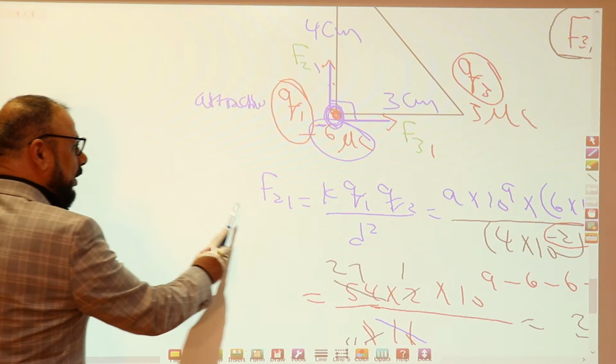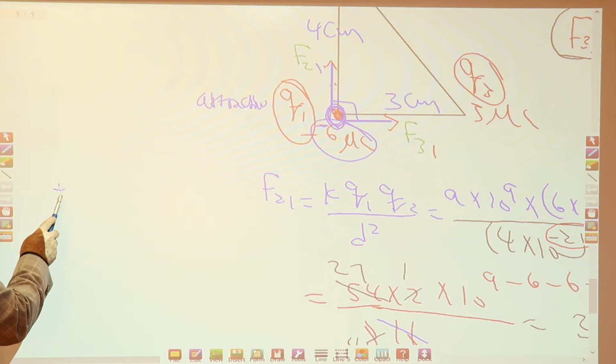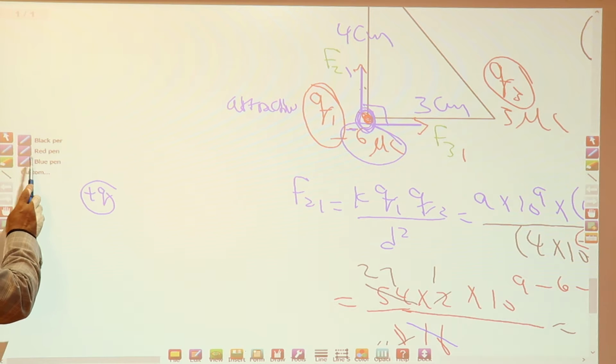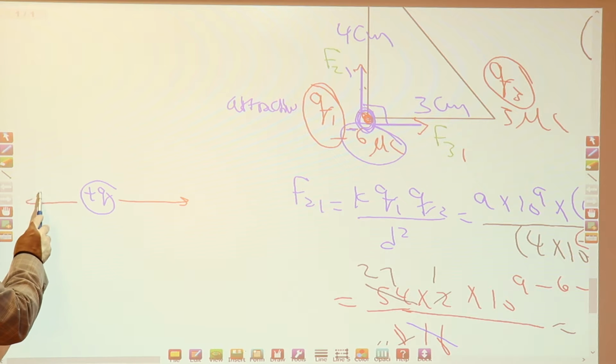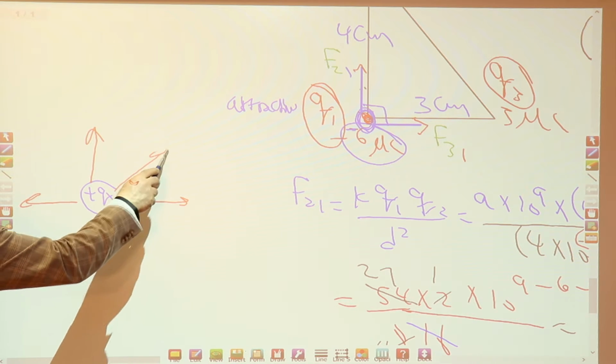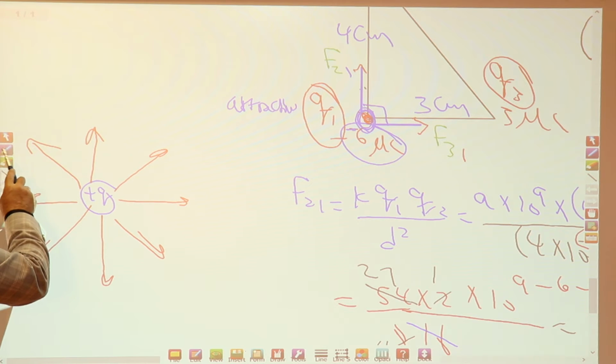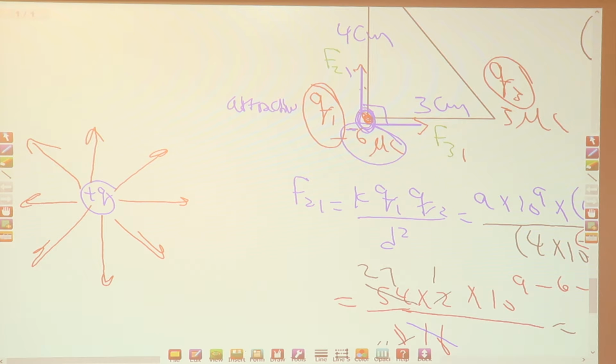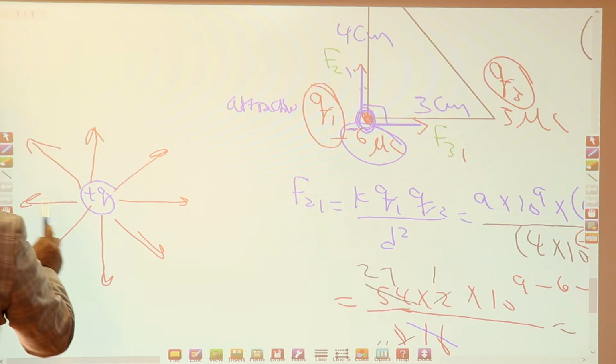And remember this formula, how we get it? When I told you there is a charge plus Q, remember how we get this formula? This charge has an electric field, the field lines go out because it's positive, and if it's negative, they go in. This charge has an electric field anywhere in this field. Now, imagine this is your electric field.